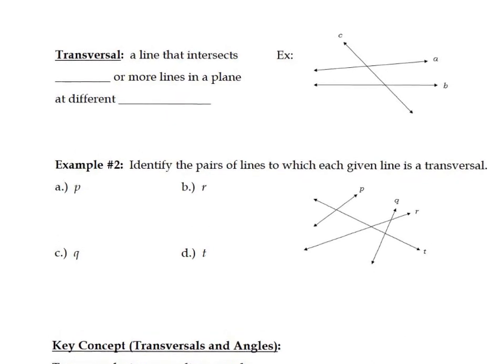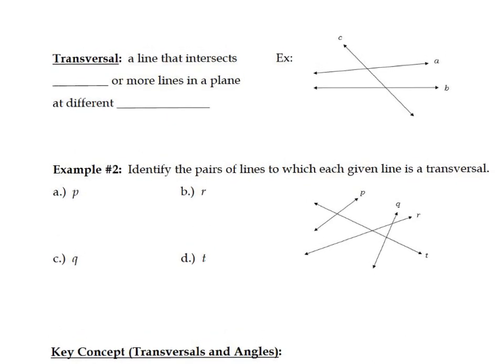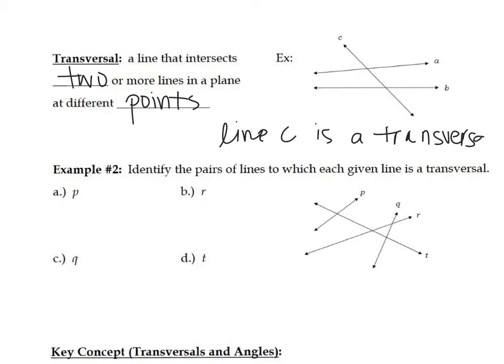So next, now that we've talked about parallel lines, we want to talk about a transversal, which is a line that intersects two or more lines in a plane at different points. So in our example here, we have our two lines A and B, and the line that intersects them is line C. So we can say that line C is a transversal. There's really no symbol to indicate we have a transversal line. You just have to be able to identify the line that intersects the two lines you're given.